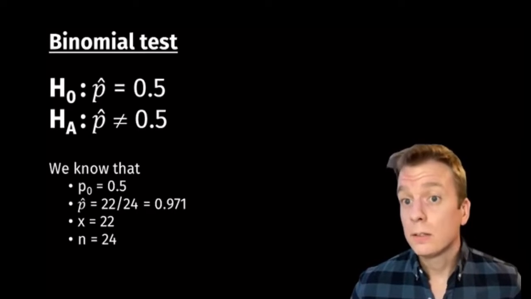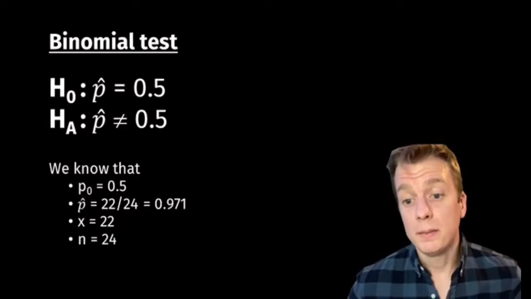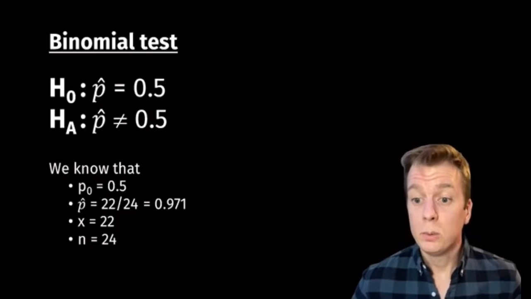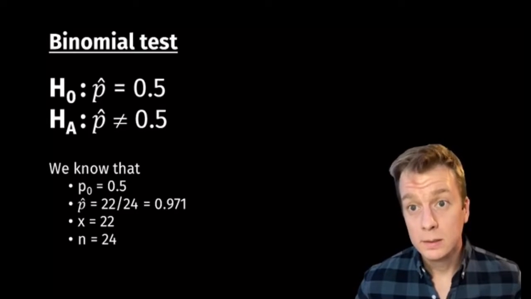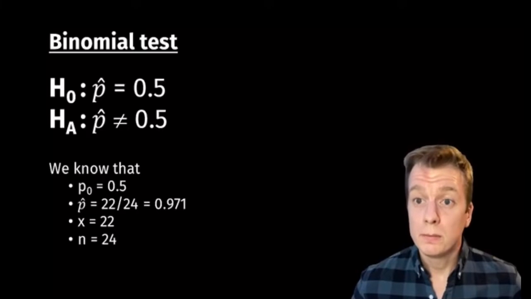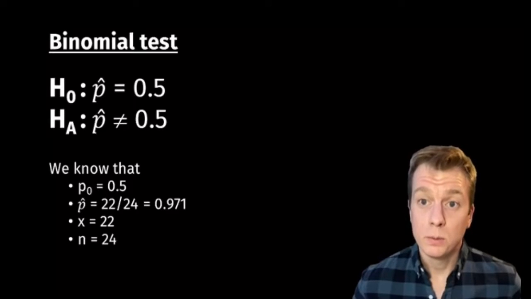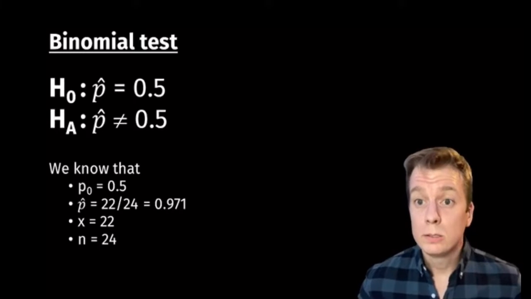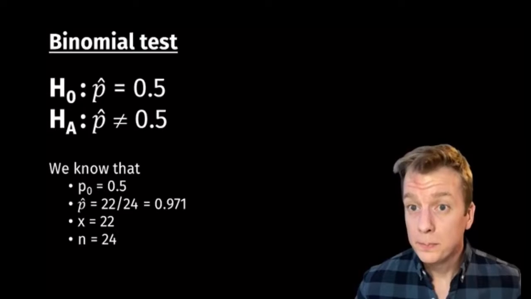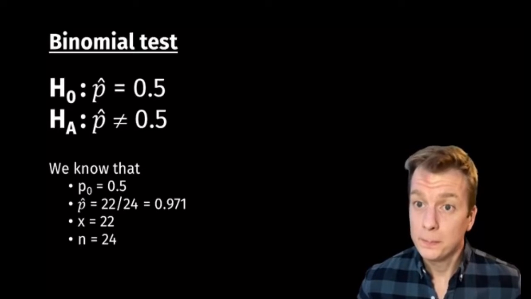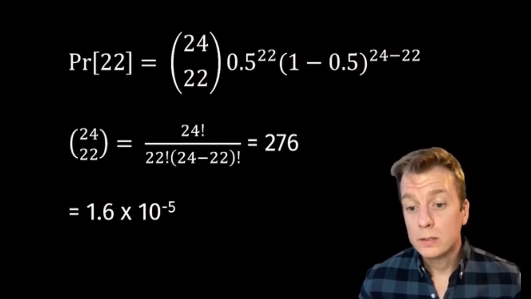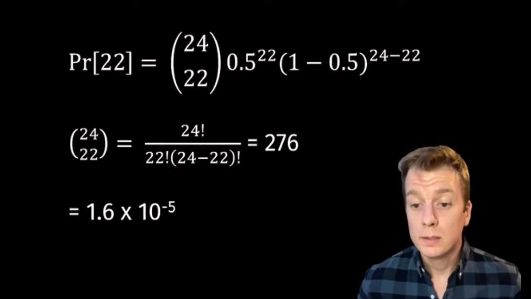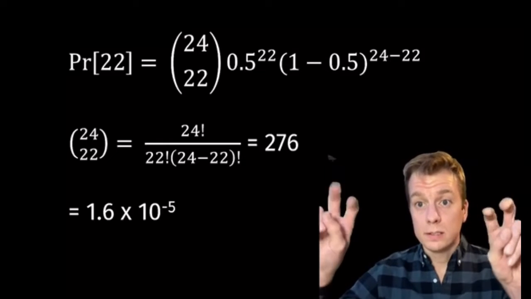We know that the underlying probability based on the null hypothesis is 0.5. We also know that p hat is 22 over 24, which is the proportion of the 24 butterflies that have shifted their range north, and that equals 0.971. We also know that x equals 22, and we know that n equals 24. So first, we need to find the probability of 22 species moving northward. In this case, northward is our success.